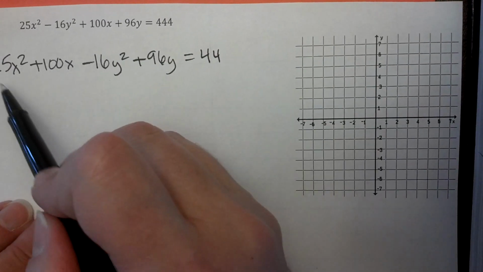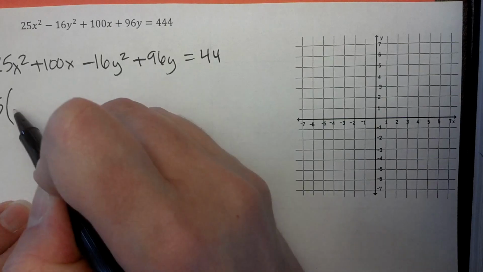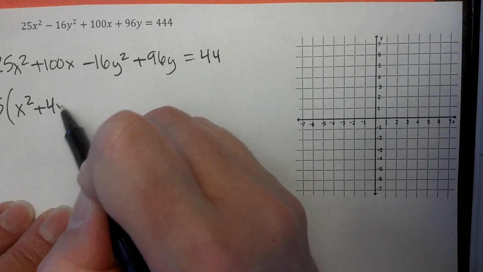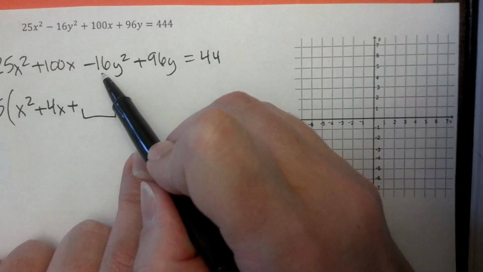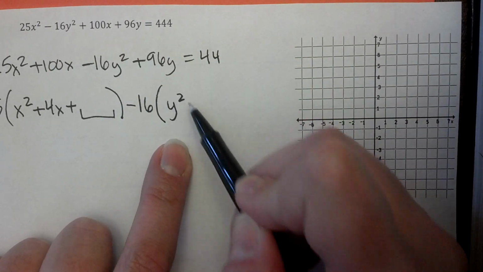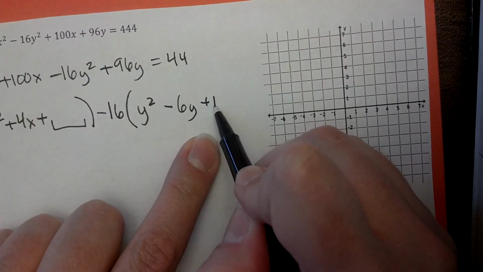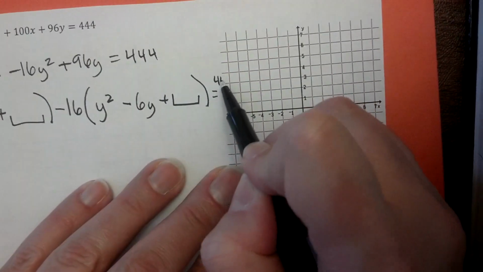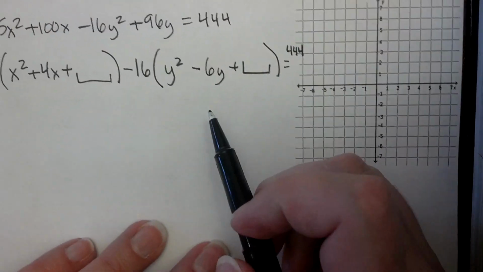I have a common factor of 25, so I have a leading coefficient I got to factor out. So let me factor that out. x squared, 100 divided by 25 is 4. I got to figure out my special number, so I'm going to leave that there. I got minus 16 that I have to factor out. That's my leading coefficient, so I'm going to have y squared. That's going to give me minus 6y. I have to figure out my special number, and I got it equal to 444. All right, so now I'm going to figure out my special number.